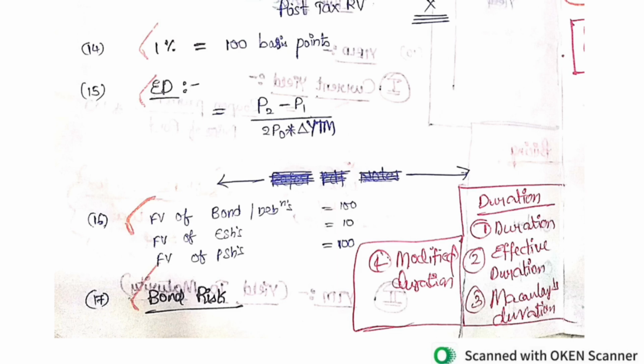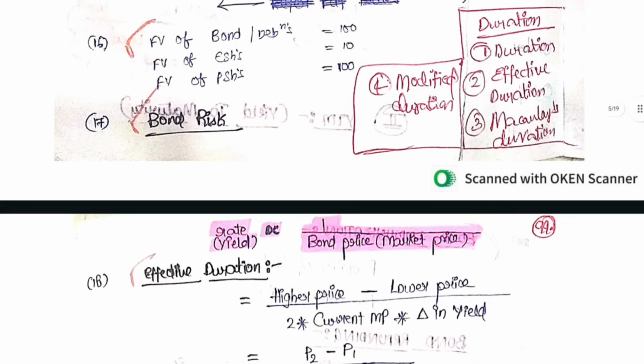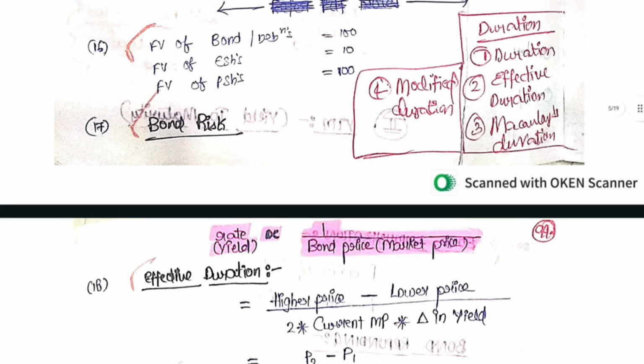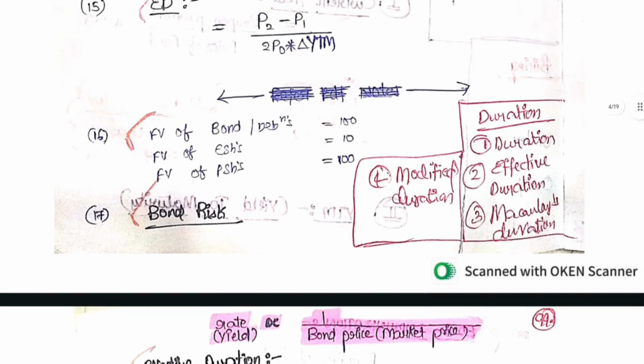Next, bond risk. Rate or yield is inversely proportional to bond market price. Duration. There are 4 types of durations: normal duration, effective duration, Macaulay duration, and modified duration.